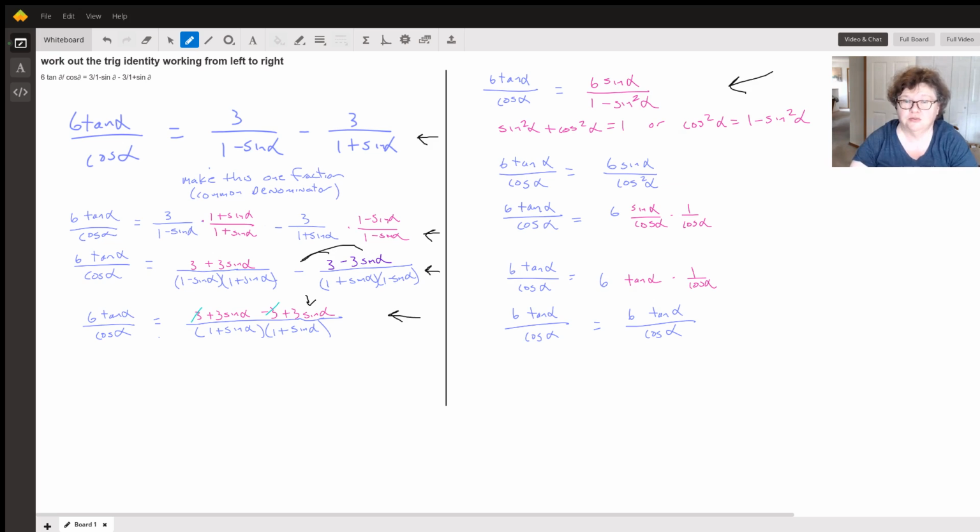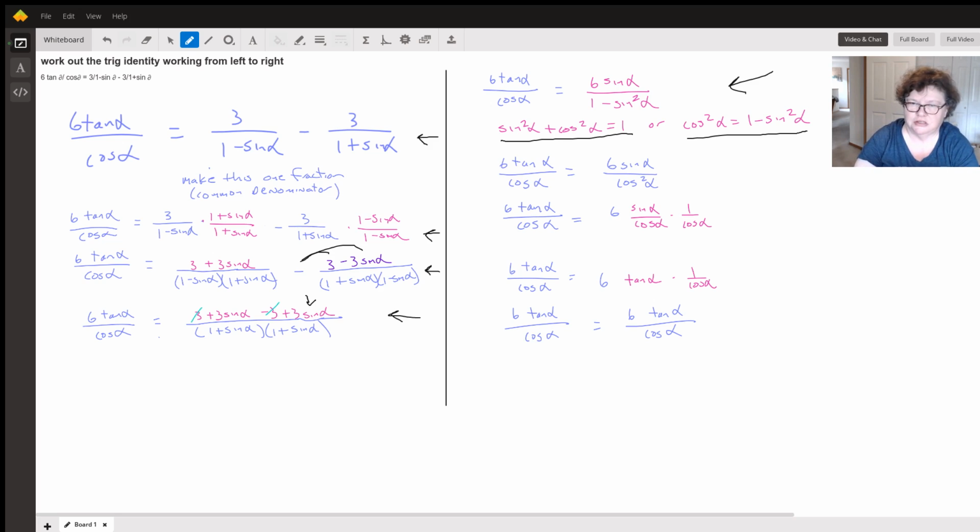Next, whenever I see a sine squared or a cosine squared, I always think about Pythagorean identities, because usually you can use one of those. The typical one is sine squared plus cosine squared equals 1. But if you rearrange it and solve it so it matches 1 minus sine squared, you get that it equals cosine squared.